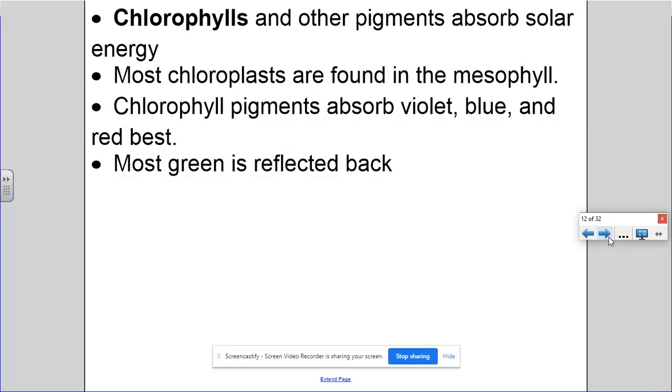Chlorophylls are the pigments that actually make the plant green. Most of the chloroplasts are going to be found in the mesophyll of leaves. The pigments do not absorb green light, rather, they absorb everything but green.